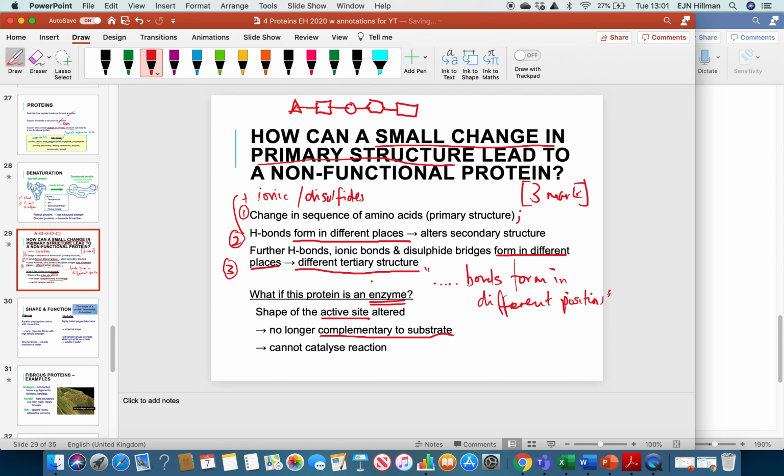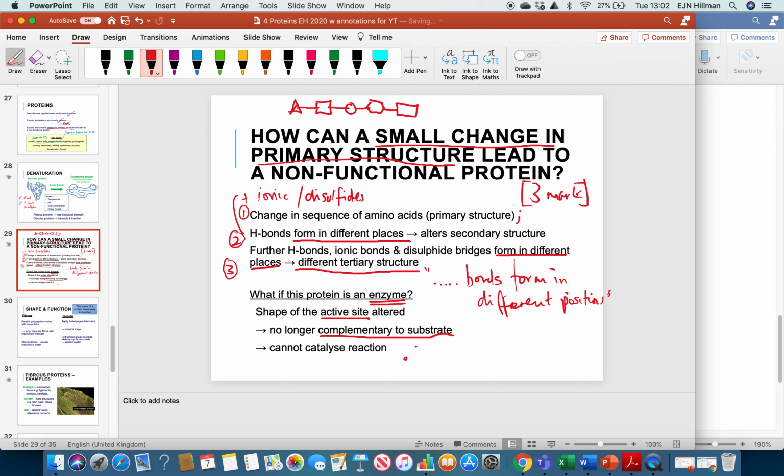Okay, so let's go through this. Change in the amino acid sequence in the primary structure means that hydrogen bonds, ionic bonds, disulfide bridges form in different positions. That changes the tertiary structure, which would mean that the active site of an enzyme is no longer complementary to a substrate.